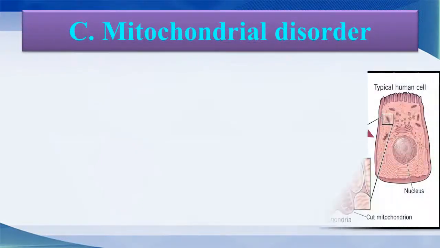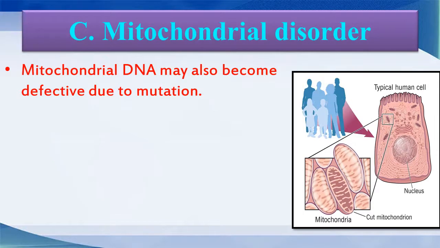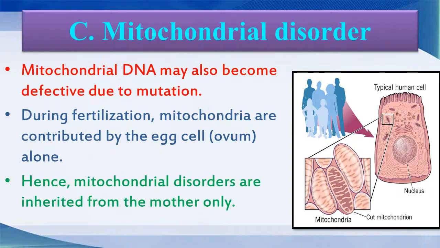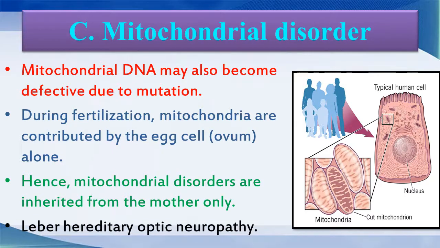Now the C part of the disease is mitochondrial disorder. Mitochondrial DNA may also become defective due to mutation, and during fertilization mitochondria are contributed by the egg cell, the ovum, alone. Fertilization means the fusion of a male and female gamete. Hence mitochondrial disorders are inherited from the mother only, and Leber's hereditary optic neuropathy is an example of a mitochondrial disorder. That means in this disease, the person loses vision.